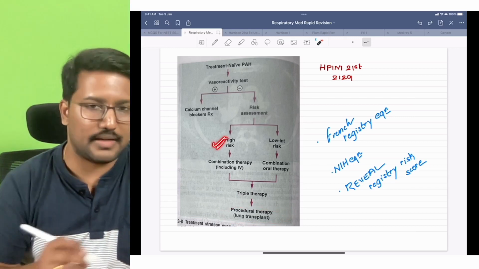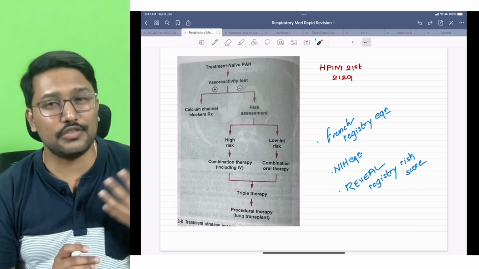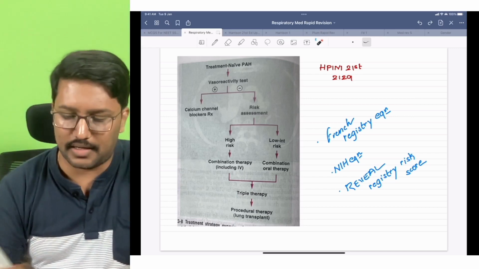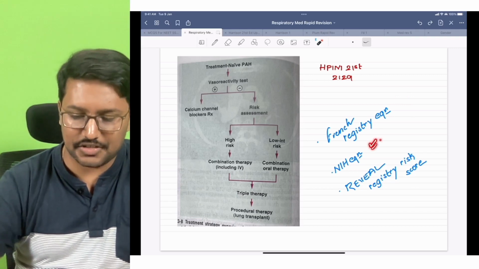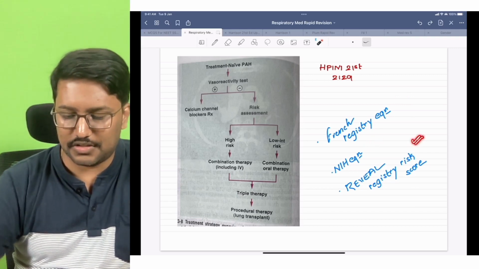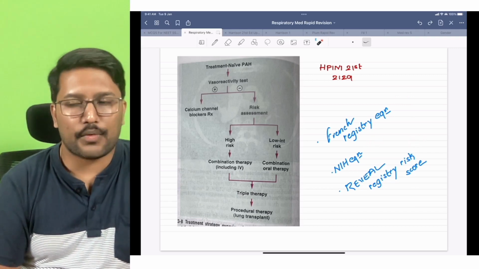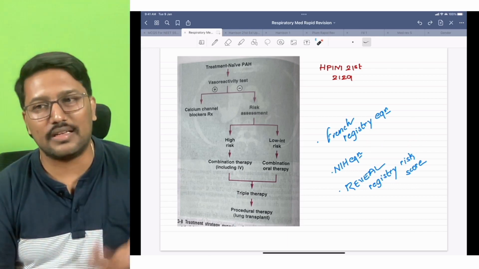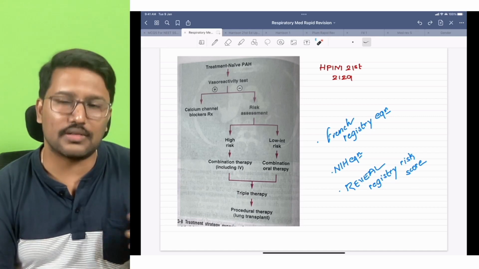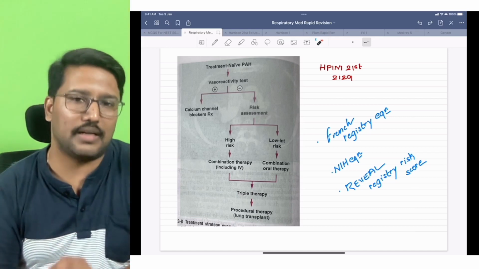Now, how do you define high risk? There are various scoring systems used for defining high risk. One is called the French registry equation. There is an NIH equation. Then there is the REVEAL registry risk score. But the simplest thing that you need to remember, if you're following the NEET SS examination, is that those rarely encountered scores are not commonly asked.